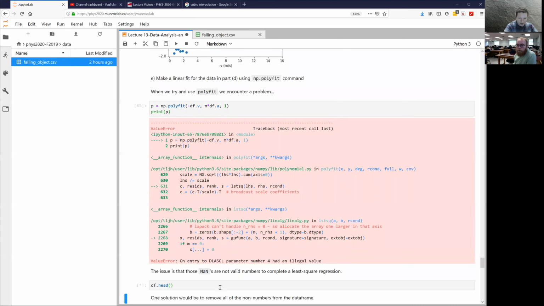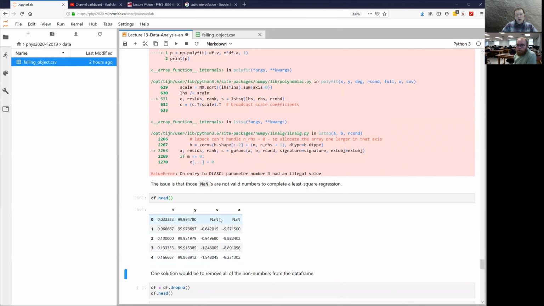If I go back to that data, the first two and the last two values of velocity and acceleration are not a numbers. The reason they're not a numbers is when we did the center difference formulas, we couldn't compute the velocity or the acceleration at the first time or the last time because they depended upon the position before and afterwards. We just left them out.